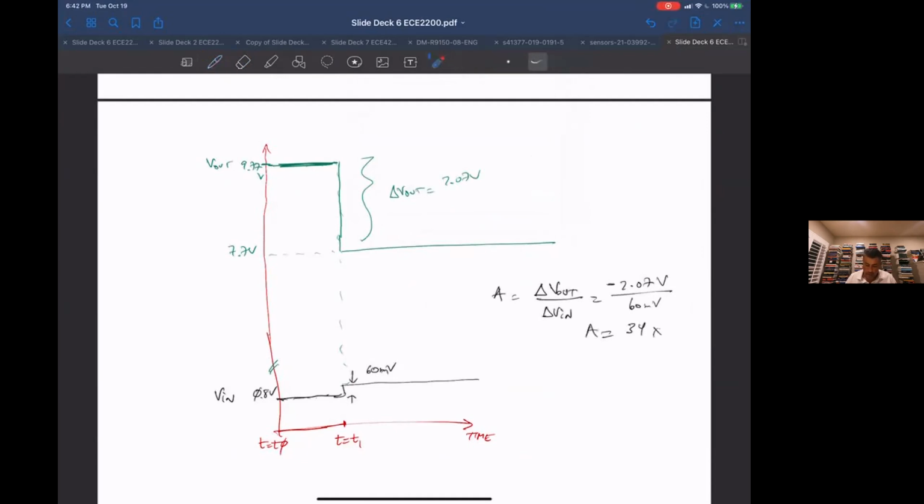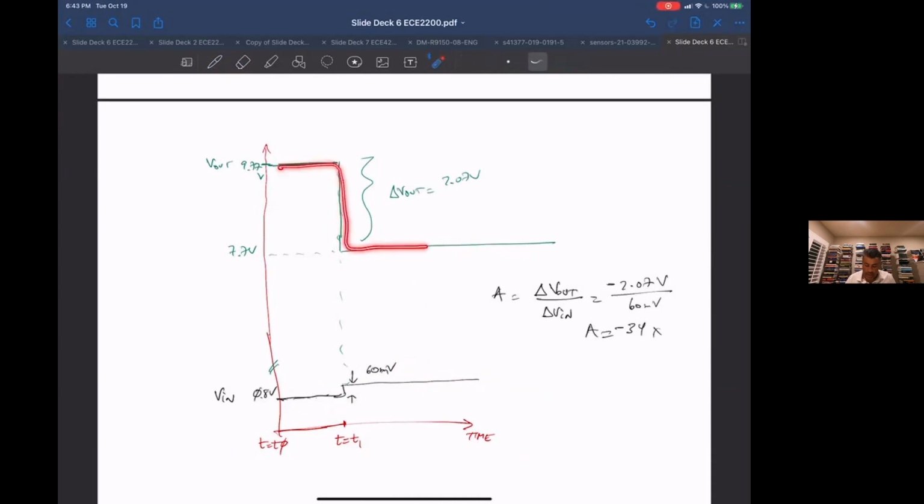Why the minus? It's because when the input goes from low to high, the output goes from high to low. So it has this negative polarity from input to output. Sorry, I keep forgetting this minus, but it's okay, I know about it. This is very common. Basically a very small change on the input gives me a larger change on the output, in this case by a factor of 34 times bigger.